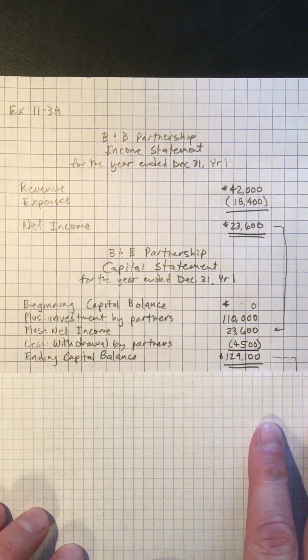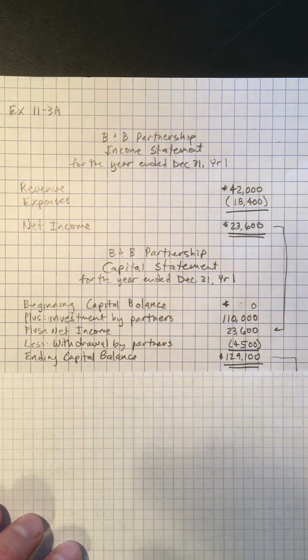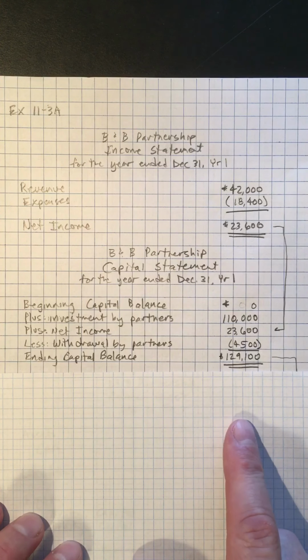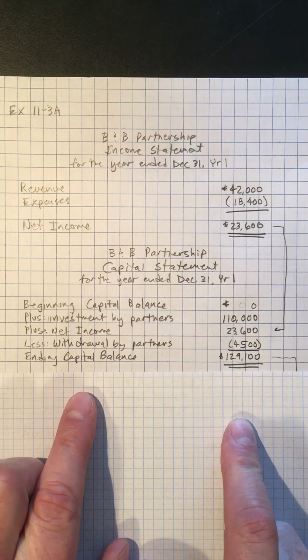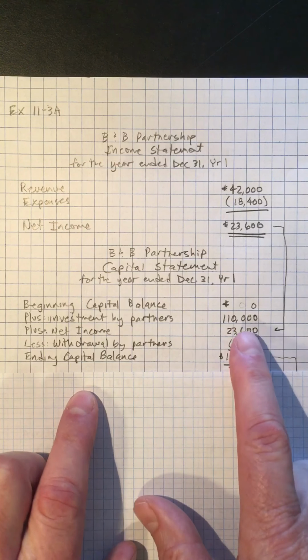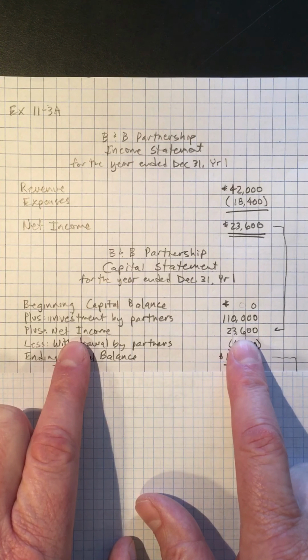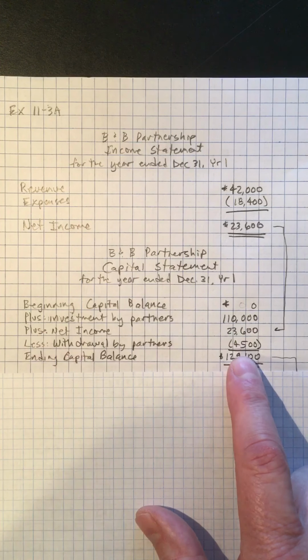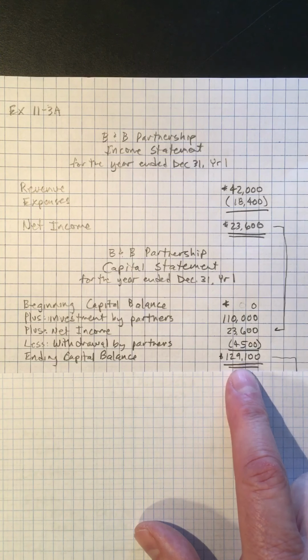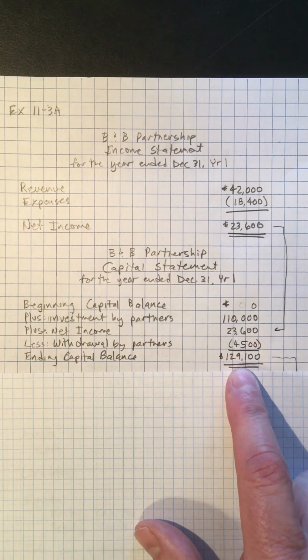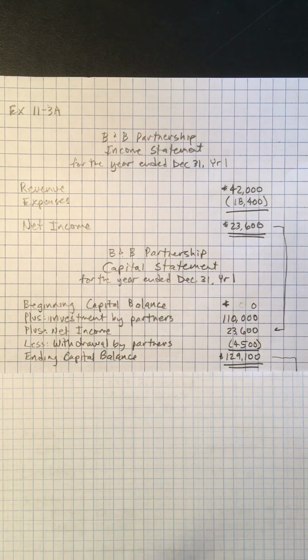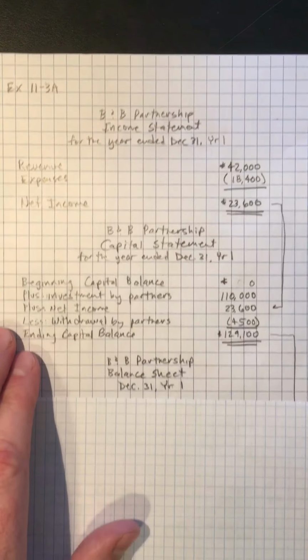So then we do the capital statement, which is what they call a statement of stockholders' equity for a partnership. It's called a capital statement. So it starts out with zero because it was a brand new business. They have $110,000 invested by the partners, net income of $23,600 from the income statement, and then the partners withdrew $4,500, so they end with $129,100 in total capital.